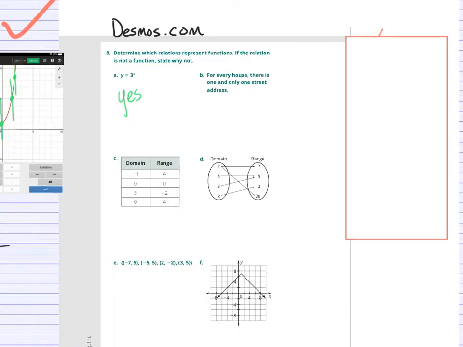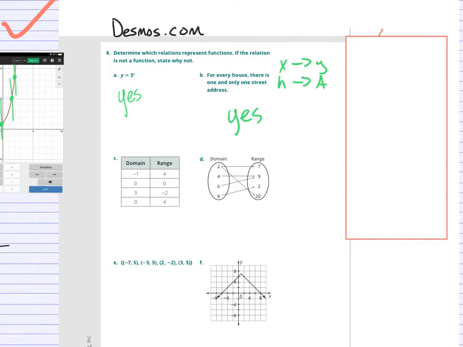All right, for B up here, for every house, there is one and only one street address. Now remember, our rule is for every X, there can only be exactly one Y. Well, for every house, there can only be one street address. So that matches up. So this situation would be a function. That relation would be a function.